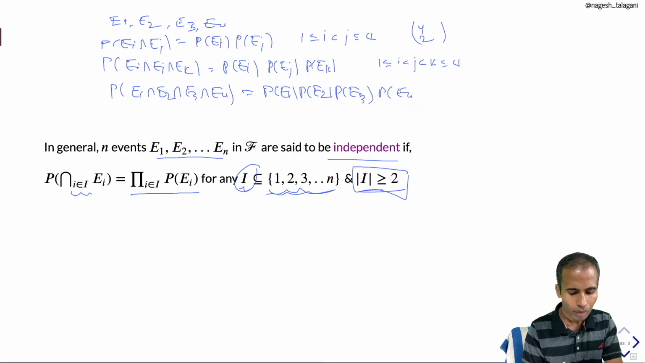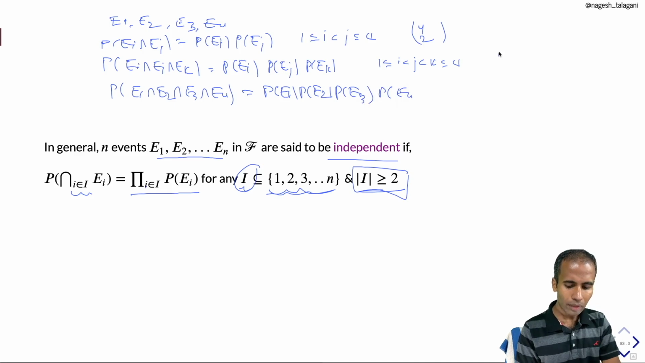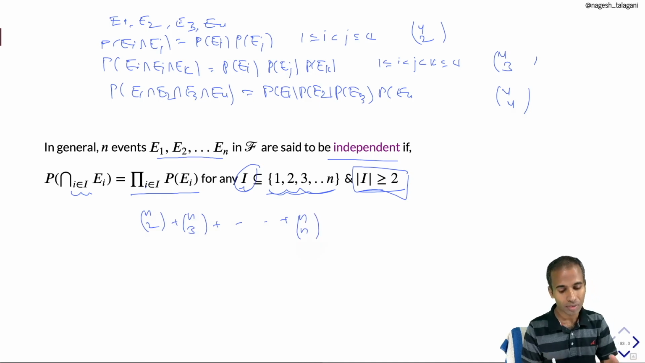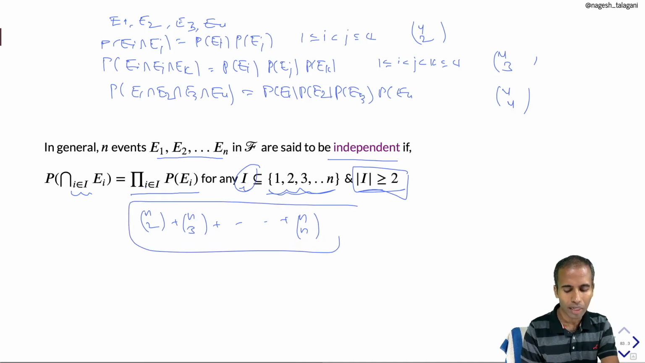So here there will be 4 choose 3 such conditions, and here only 4 choose 4 like that. In general, we will be checking n choose 2 plus n choose 3 plus so on up to n choose n conditions. So in the general case when we have n events, we will be checking this many conditions.